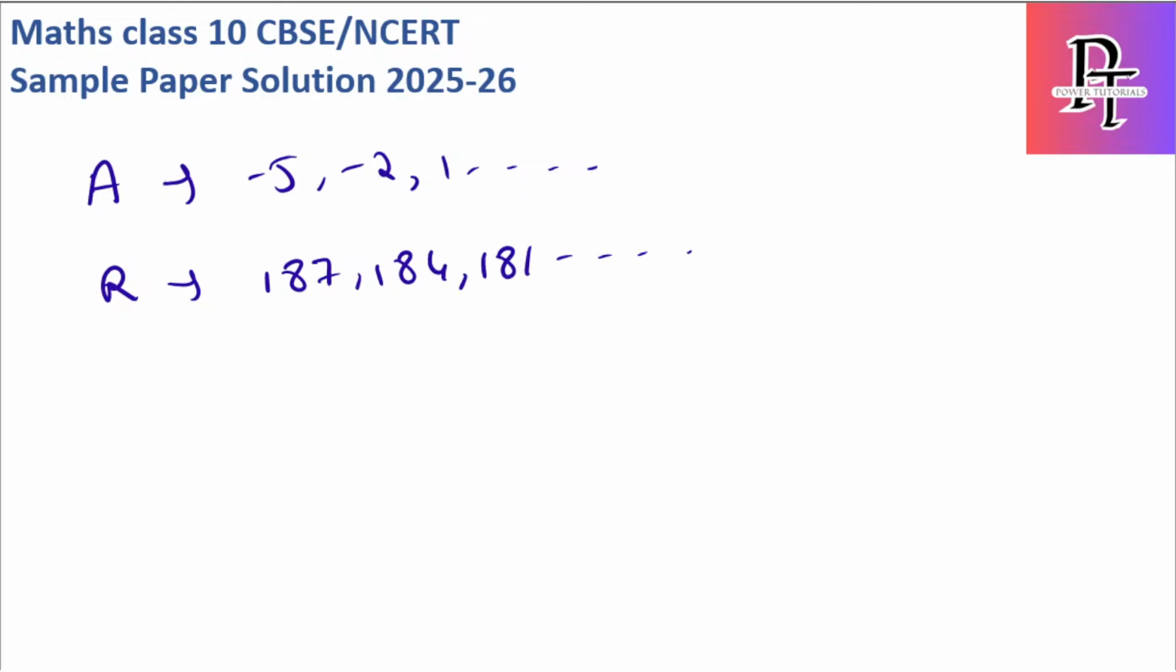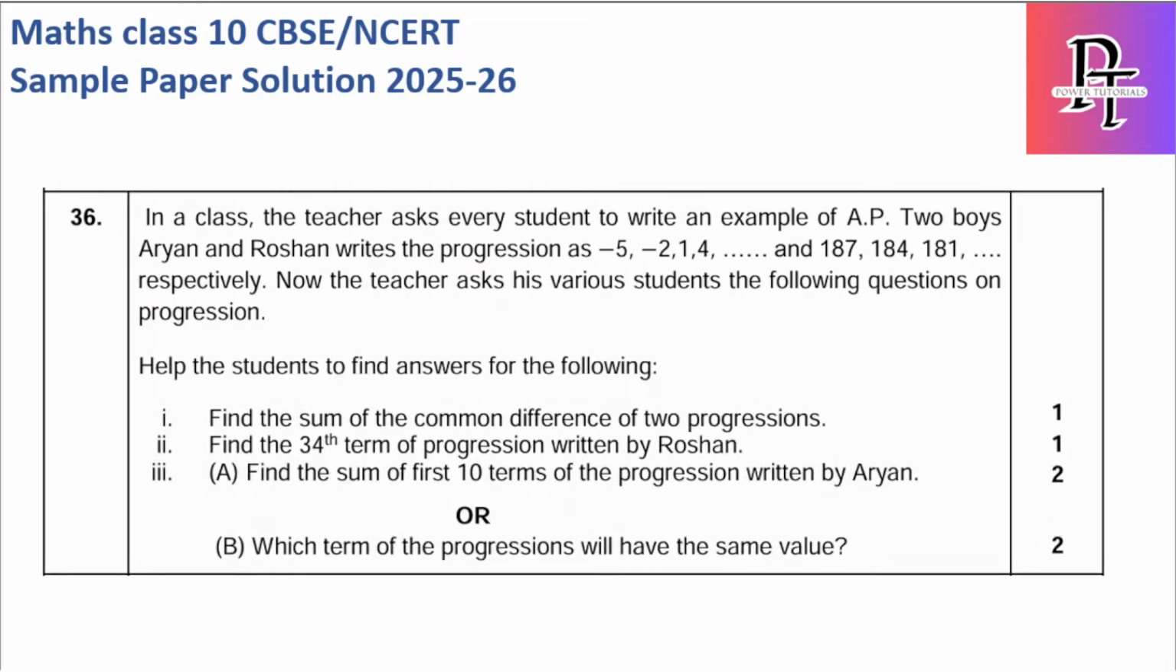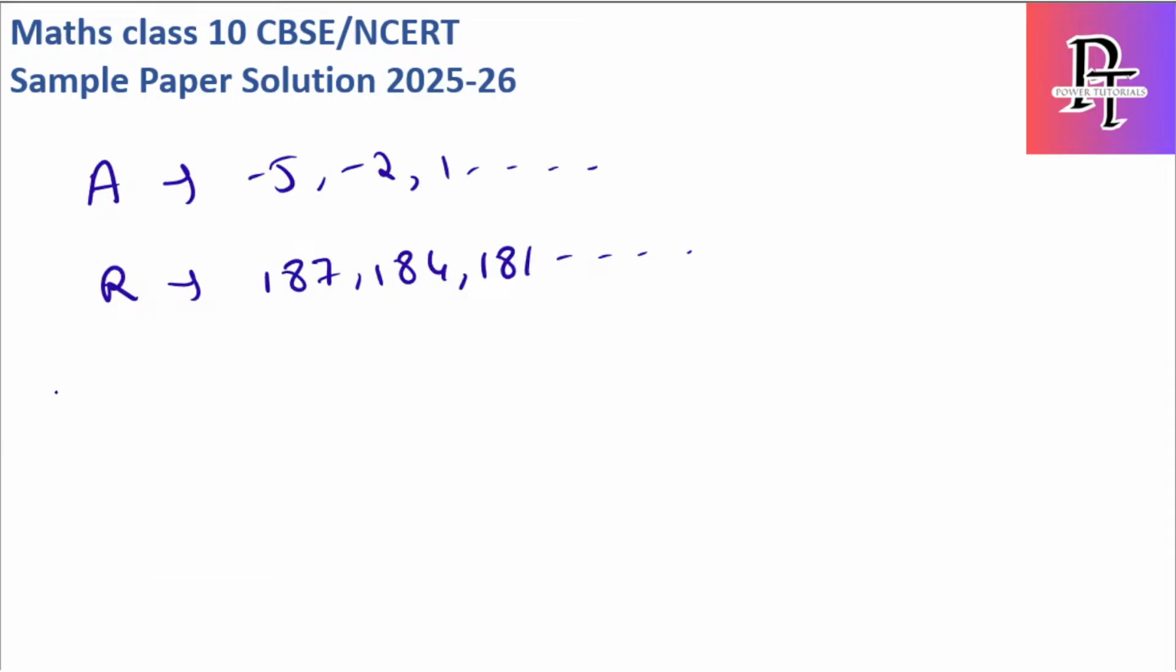Okay, so what are they asking in the question? The teacher asks various students the following questions on the progression. It helps the students to find the answers for the following. Find the sum of the common difference of two progressions. So we need to get D1, that is common difference 1, and common difference 2, and then we have to add both the things. Okay, so let's find the common difference for Roshan.